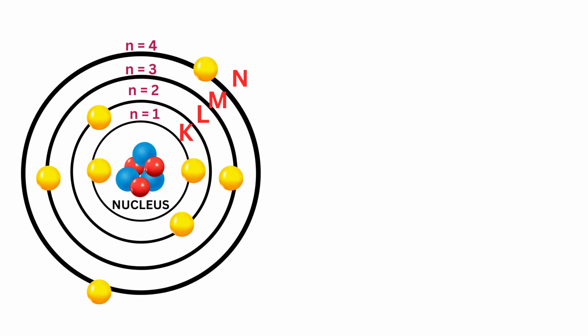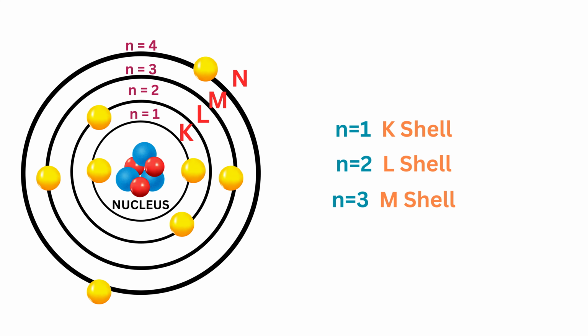To sum up the whole thing, we can write: when n is equal to 1, it is the first shell, called the K shell. When n is equal to 2, it is the second shell, called the L shell. When n is equal to 3, it is the third shell, called the M shell. When n is equal to 4, it is called the N shell. Now pause the video and write it down.